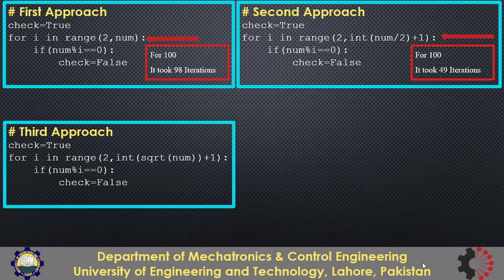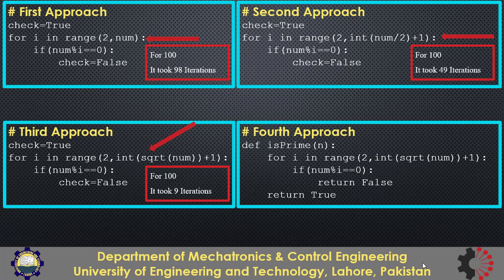Then we further improved this code and we said that we should check until the square root of that number. So in case of 100, it was from 2 to 10, meaning that there were a total of 9 iterations for this case. Finally, in the fourth approach, we did this by creating a user-defined function, and because of this return statement, the iteration where we will get a factor will be the last iteration of the for loop. So in case of 100, it would be just one iteration.